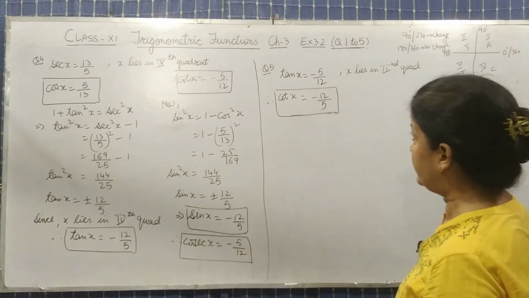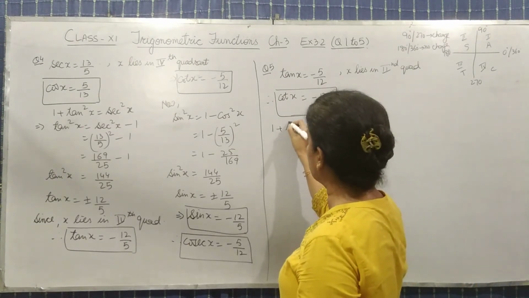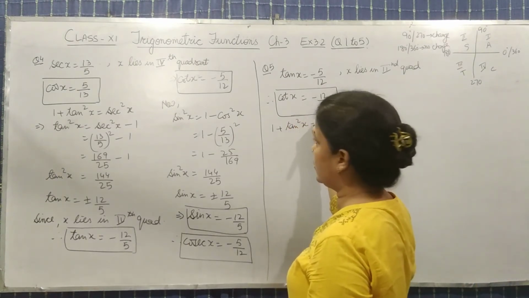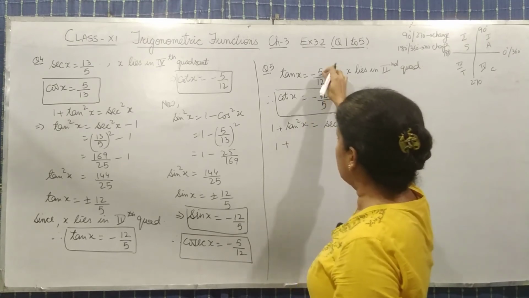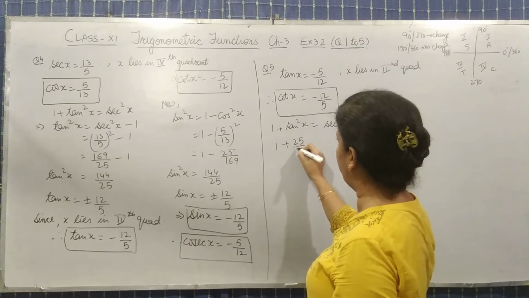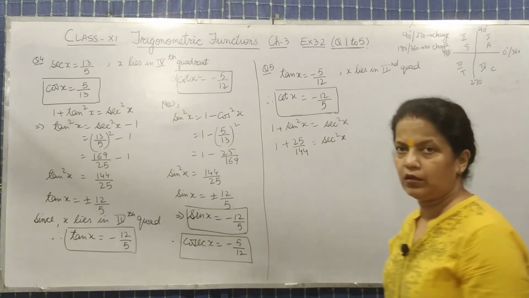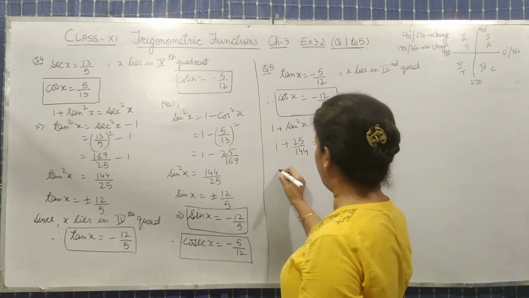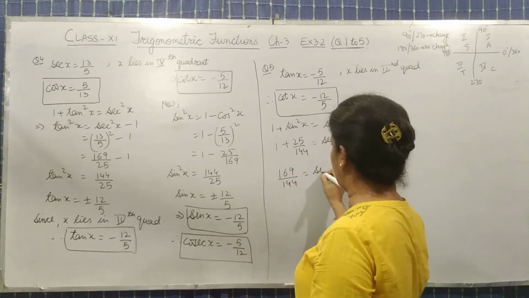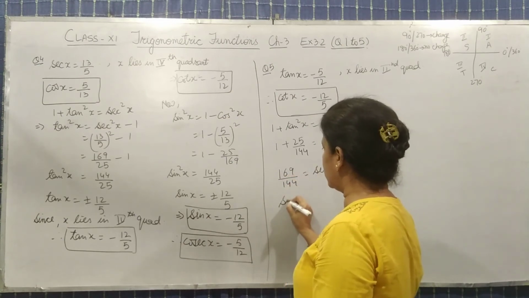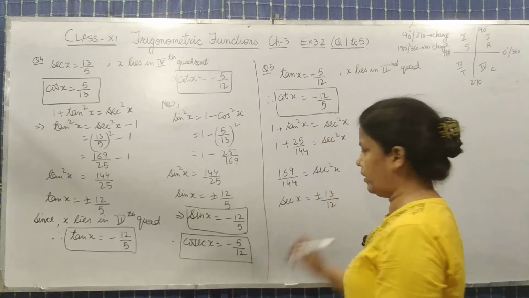Okay. Now again the same identity you will use: 1 plus tan square x equals sec square x. So 1 plus, substitute the value, 25/144 equals sec square x. Got it? So it will be 169 upon 144 equals sec square x. So sec x will be plus minus 13/12.